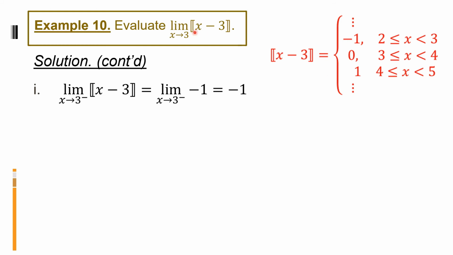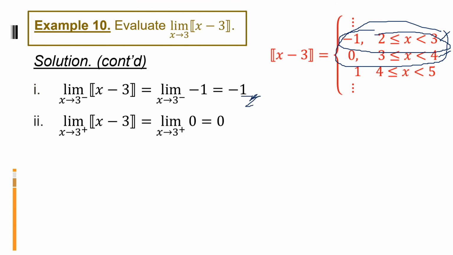So since alam na natin yung piecewise function natin na dinedefine yung ating greatest integer function, then, okay, tignan nyo dito, yung 3 na limit, nahati siya into 2. Yung part na to, at itong part na to. Ito yung mga values na less than 3, ito yung mga values na greater than 3. And because nahati siya, kailangan natin gamitan ng one-sided limit. So, we evaluate the limit as x approaches 3 from the left of the greatest integer of x minus 3. So, that is, habang nasa left, ito yon, negative 1. So, that is equal to negative 1.